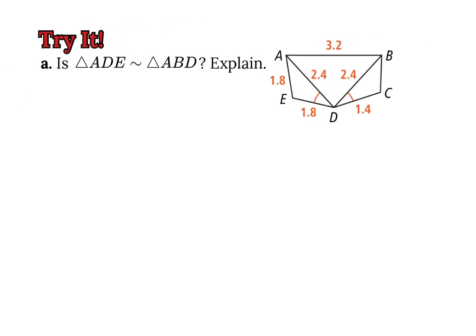All right, try it. Is triangle ADE similar to ABD? Explain. So ADE, we're looking at this triangle right here, and we're trying to see if it is similar to ABD, to this triangle. Okay, so we want to see if those two triangles are similar. So I'm going to see if my sides are similar. So AE. And the easiest way to match these up is the order in the triangles. So AE would match with AD. AE is 1.8. AD is 2.4. That's going to reduce down to 3/4.